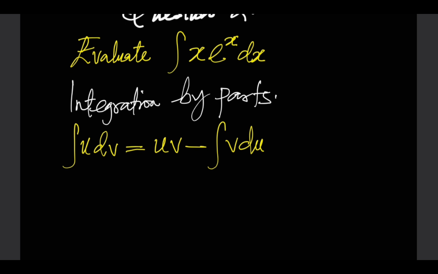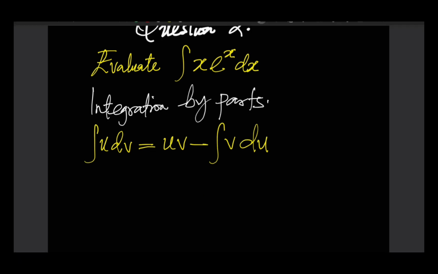Now we need to decide which part of this expression will be u and which part will be dv. That's what we want to figure out. For this question, we choose u to be x, and then we have dv to be exponential x dx. Now we choose u equals x because differentiating x makes it simpler.